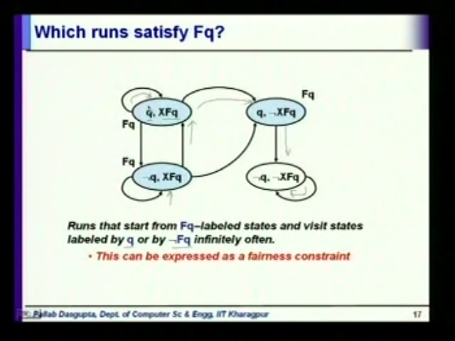The other way that you could have ended up was staying in this loop forever, which is where you are visiting Q level state infinitely often. So think of that thing that there are only two possible ways in which you can keep on generating infinite runs which satisfy FQ. Either you get stuck eventually in this one, or you get stuck eventually in this one, or it could be that you go around in this, that's also possible. That's another way, because there also you are visiting Q level states infinitely often, right? Is that clear? So that's what this is meant, that you have to visit states labeled by Q or by not FQ infinitely often. Okay.